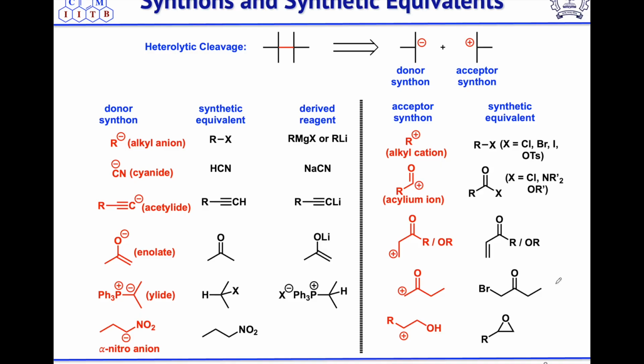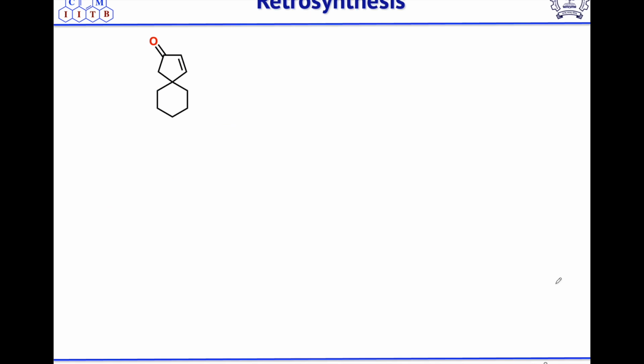So coming to the real problem about retrosynthetic analysis, first we'll see this example. We have to do the retrosynthetic analysis of this molecule. It has a 6 and 5 member ring, and the connectivity between the two rings is spirocyclic. Also, the five member ring contains an alpha beta unsaturated ketone system. So how can we plan the retrosynthetic analysis?